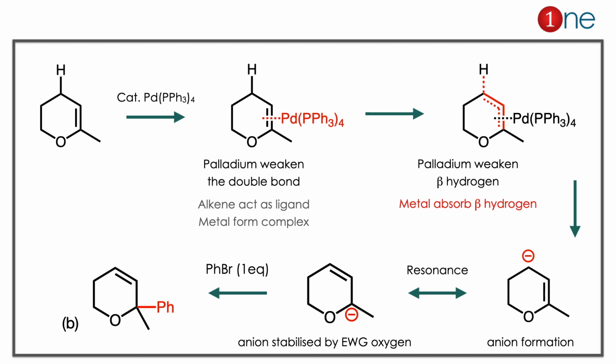Here you have to learn two important things. One is metal interaction with organic systems. Metal always behaves like a complex, a kind of metal-ligand interaction. It always abstracts the beta hydrogen. Second thing is anion stability. The anion is always stabilized towards its own electron withdrawing system. Here oxygen is electron withdrawing and stabilizes the anion.